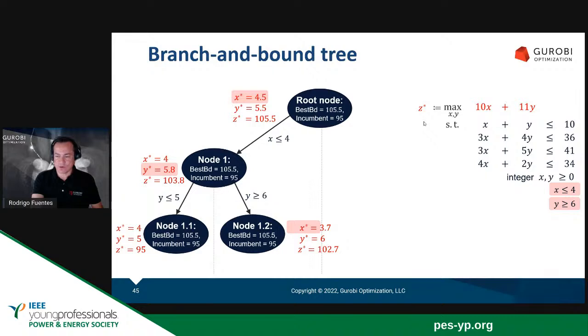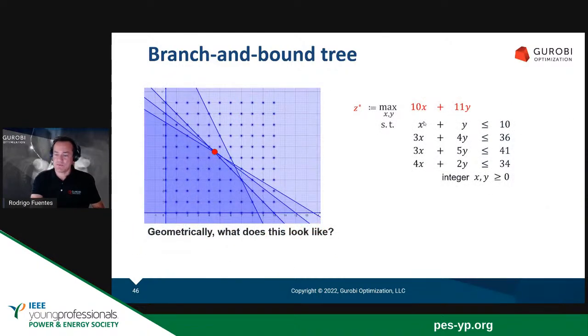In this case, from node 1.2, I would branch on X to have X less than 3 and greater than 4. And that will be another branch. Okay? So let's see how this looks. If you recall, if we take X less than 4, because we don't want it to be 4.5, X less than 4 means that we're going to optimize only on the area that you see as red. That will be our first node that you saw on the branch and bound graph, right?